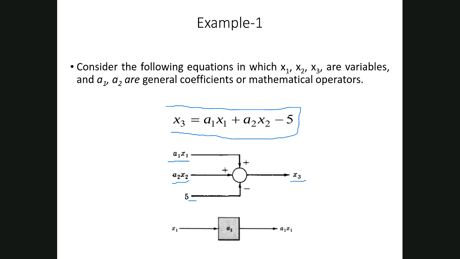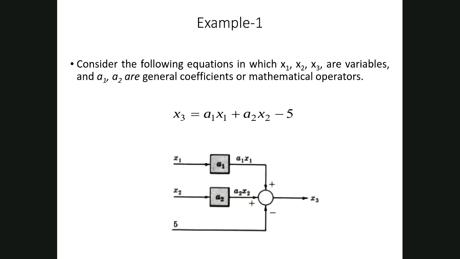Right? But now, this a1 x1 can come from something like this. Usually, let's say the output here is y. Y is going to be a product of the transfer function of the block A1 times what is going in, x1. So that is why we have A1 x1 at the output here.